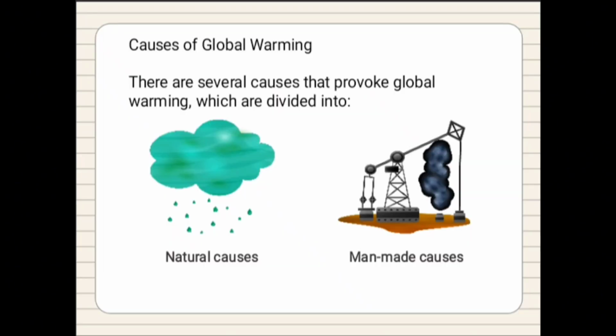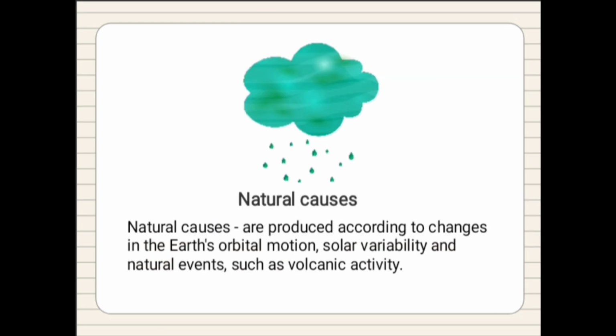So let's go down here to the causes of global warming. There are several causes that provoke global warming, which are divided into natural causes and man-made causes. The natural causes are produced according to changes in the Earth's orbital motion, solar variability, and natural events such as volcanic activity.